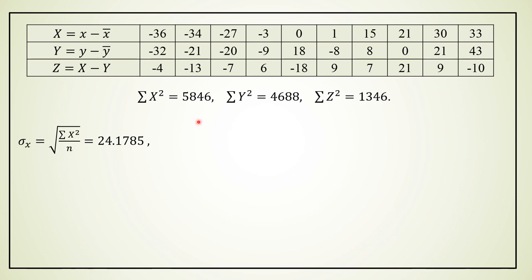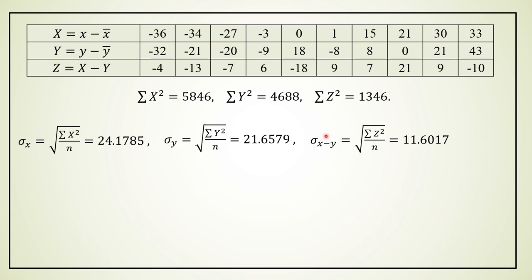So, after computing the summation of X square, summation of Y square and summation of Z square, compute the standard deviation of x over here, which is equal to square root of summation of X square divided by n, which is 10, which is equal to 24.1785, and sigma y is equal to square root of summation of Y square divided by n, which is equal to 21.6579.